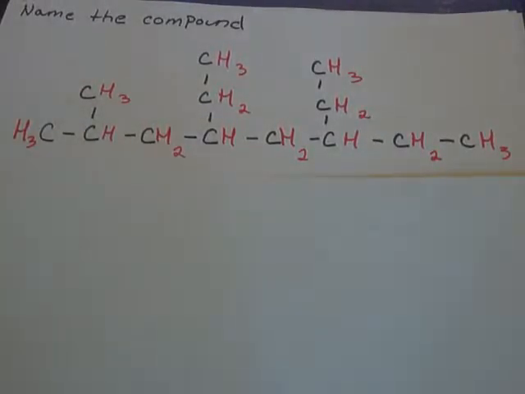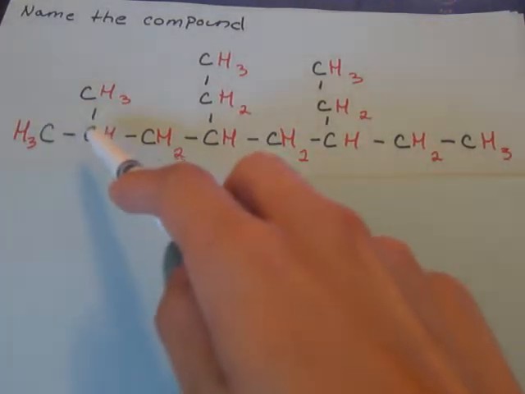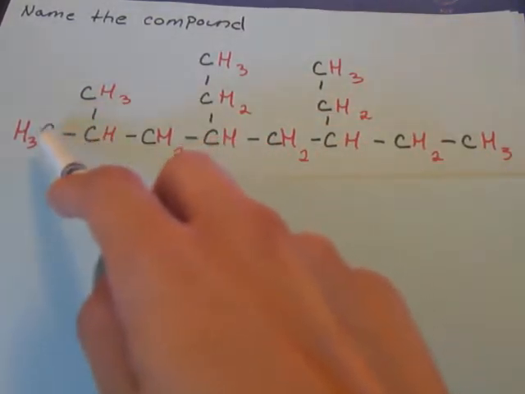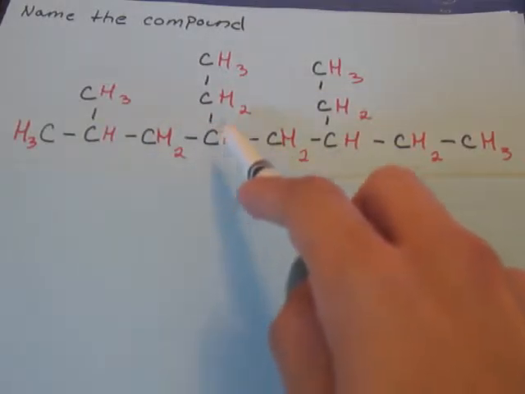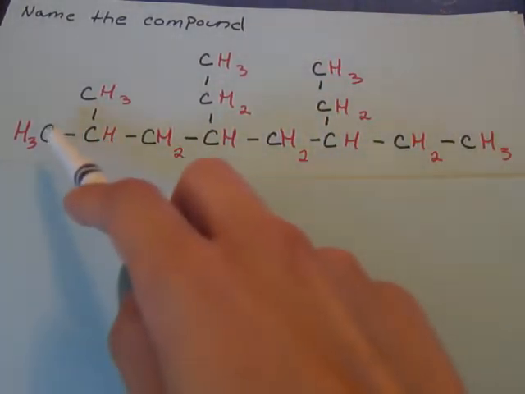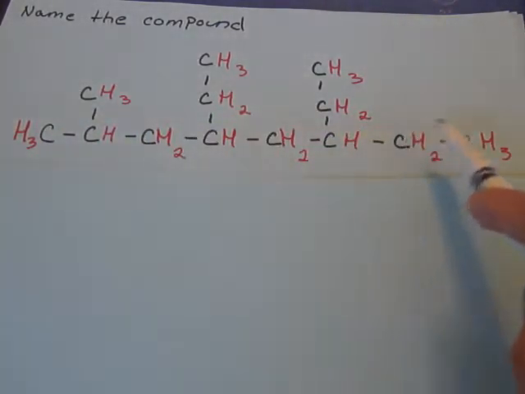Okay, so they're asking us to name this compound. To begin with, we have to count the carbons and figure out the longest chain. So we're going to start with the first chain that's possible. 1, 2, 3. Okay, and then we have 1, 2, 3, 4, 5, 6. 1, 2, 3, 4, 5, 6, 7, 8. 1, 2, 3, 4, 5, 6, 7, 8.